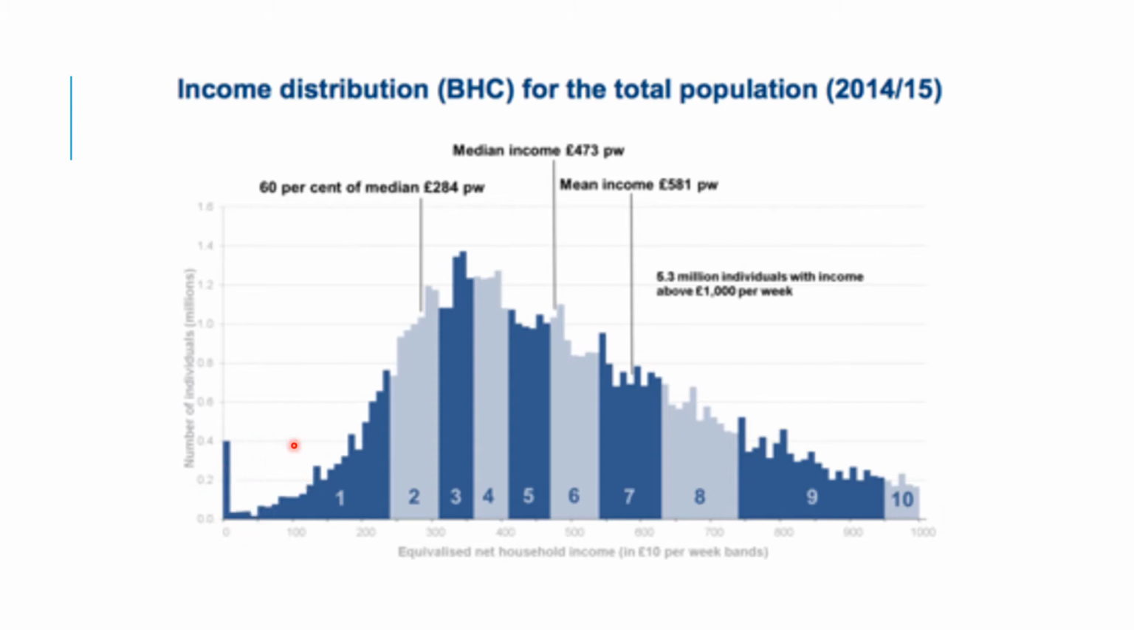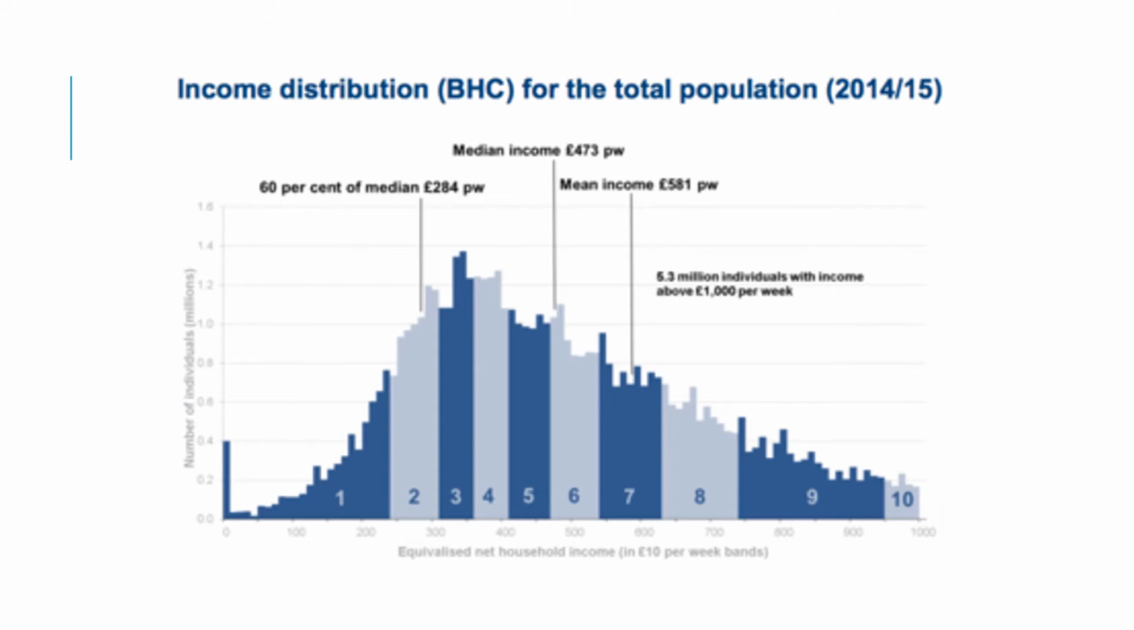So effectively, we've got everyone in the country ranked from the poorest down at this end, and we can see how many of them there are, all the way up to the wealthiest at this end. We can see how many of them there are. Now, the median income, which is important for relative poverty, is the income that comes in the middle here. So if we have 50% of the population to the left and 50% of the population to the right at this point here, the median income is telling us it's £473 per week.